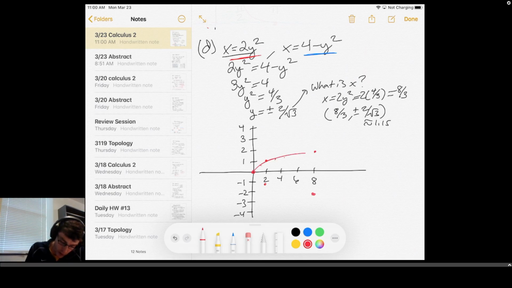And so that's this guy. Okay. And then the other one starts at 4, and then it's opening the other way, right? So at y equals 1, you get 3. So we have something like here, and same with -1, and then at 2 and -2, it's going to cross.